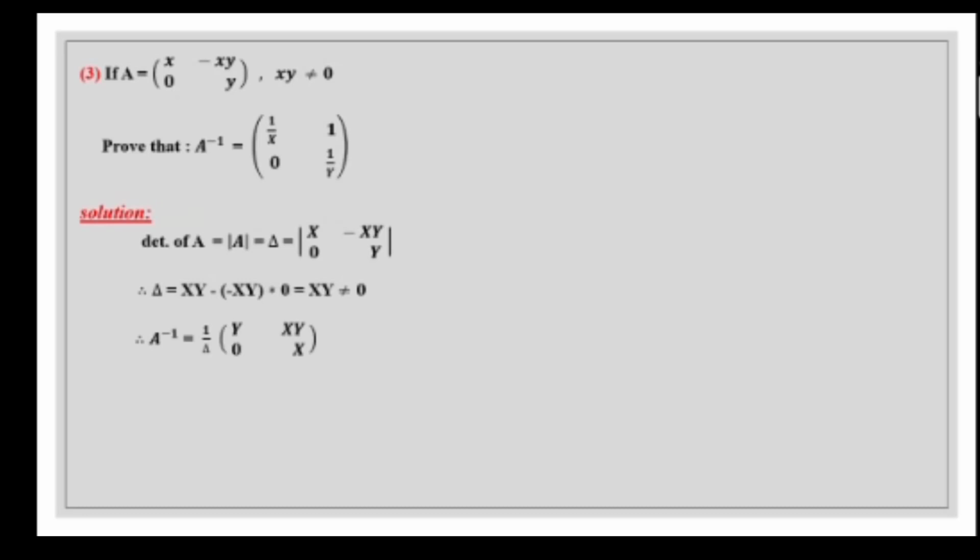Since A negative 1 equals 1 over delta multiplied by the matrix after changing the elements of the main diagonal and changing the signs of the other diagonal, therefore A negative 1 equals 1 over xy multiplied by the matrix y, xy and 0, x, which gives 1 over x, 1 and 0, 1 over y. That's required to prove.